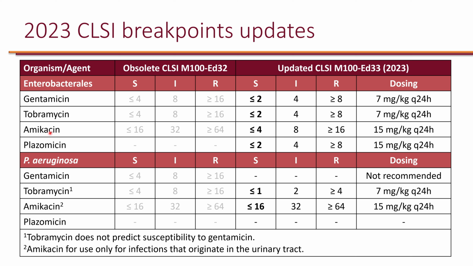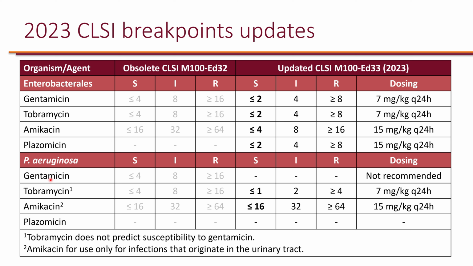Now for amikacin, the susceptible breakpoint was less than or equal to 16, and it is now less than or equal to 4, and that's based on 15 milligrams per kilo once a day. Plazomycin, which is the newest aminoglycoside, came to the market in 2018. Previously, we did not have CLSI breakpoints for it. So now they are added, so less than or equal to 2 is considered susceptible for plazomycin. And this is for all types of infections.